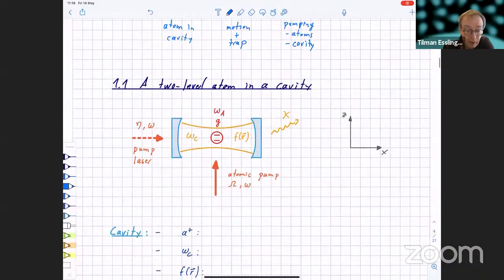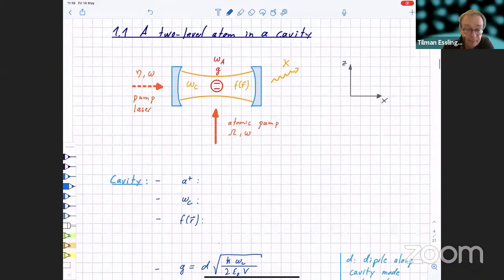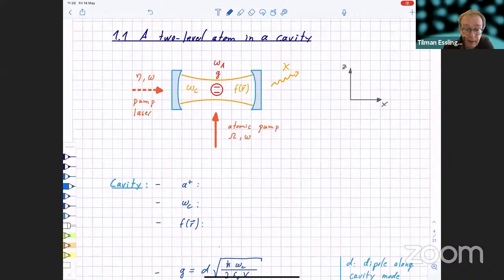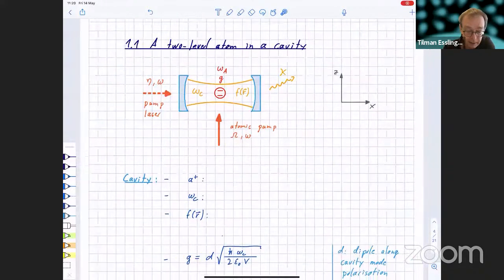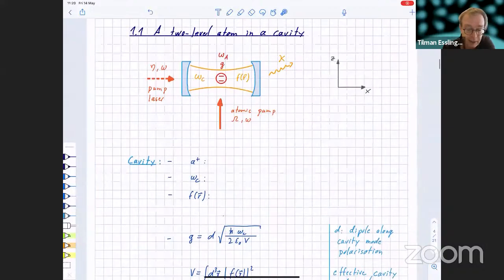And now here we can see a drawing which shows the geometry of the system and gives a bit more of a feeling how we should look at the system. And in particular, we see here that we have our cavity decay rate kappa. Well, we will write it down in a second.